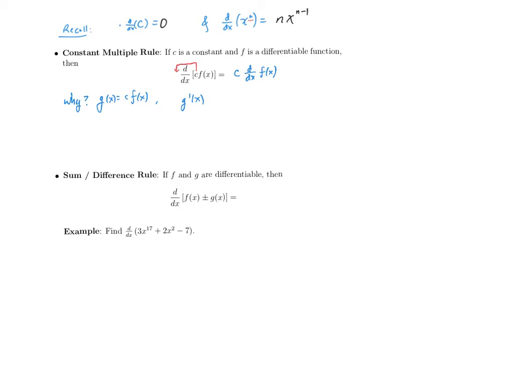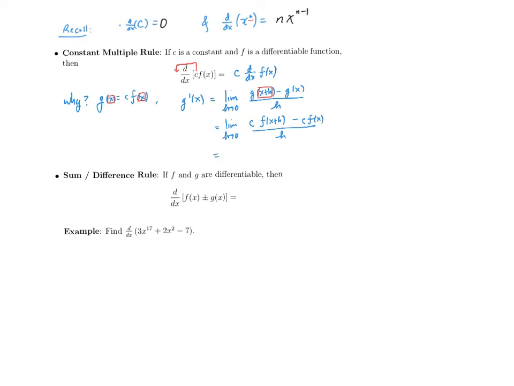In this case, by the definition of the derivative, we have the limit as h approaches 0 of g of x plus h minus g of x all over h. And note, we are substituting in x plus h into our function. So this would be the limit as h approaches 0 of c times f of x plus h minus c times f of x, all divided by h.